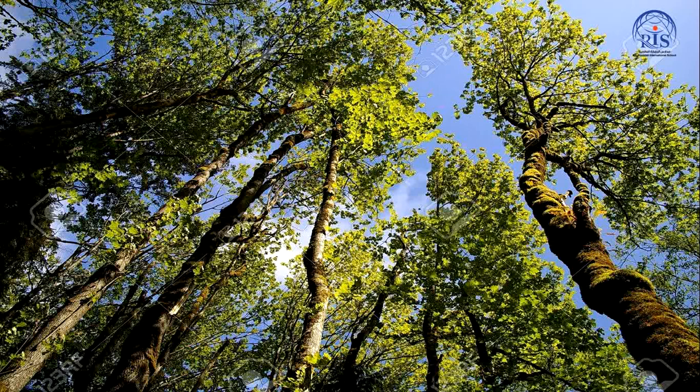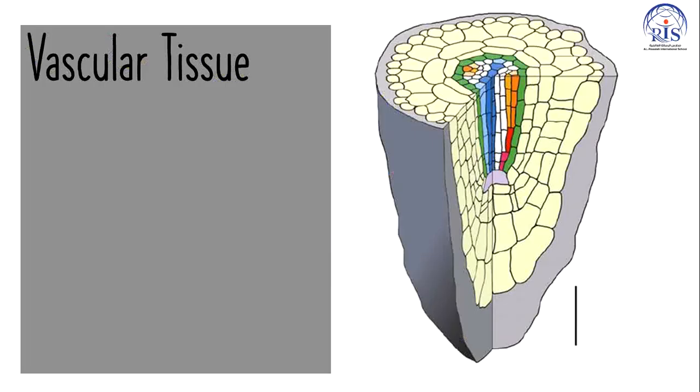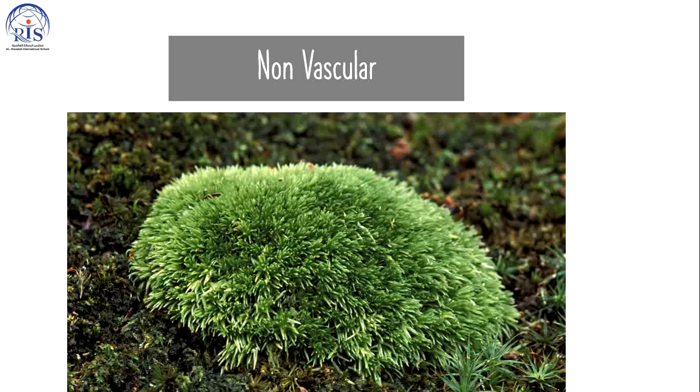So how do trees get water up to their higher branches and leaves? It all depends on that vascular tissue, or the vascular system. On the other hand, we have non-vascular plants, which are quite small and survive without a transport system. For example, mosses reach a height of a centimeter or less. Their parts are very close to the ground to absorb water directly.